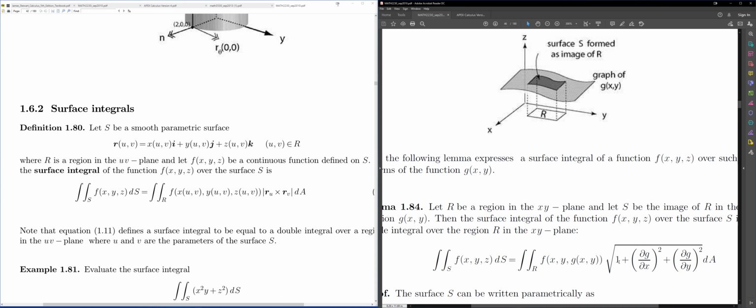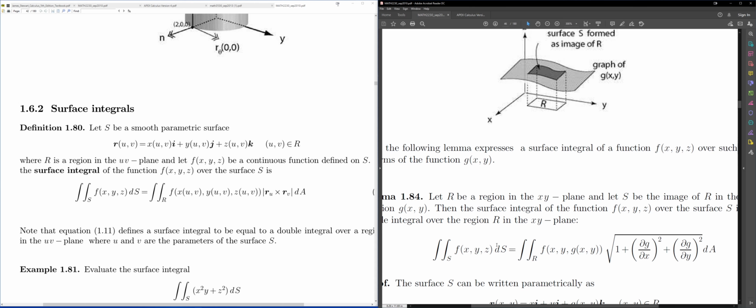And you form the sum 1 plus dg dx squared plus dg dy squared, and then you take the square root of that. So the surface integral over S of this function small f is equal to the double integral over this region R down here in the xy plane, where you replace the z by g of xy, and then you have the scaling factor, which is the square root of 1 plus dg dx squared plus dg dy squared. Okay, so let's see an example of using this.